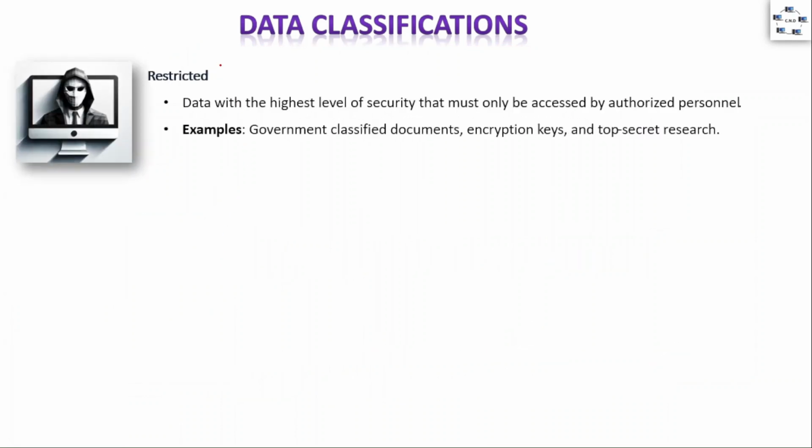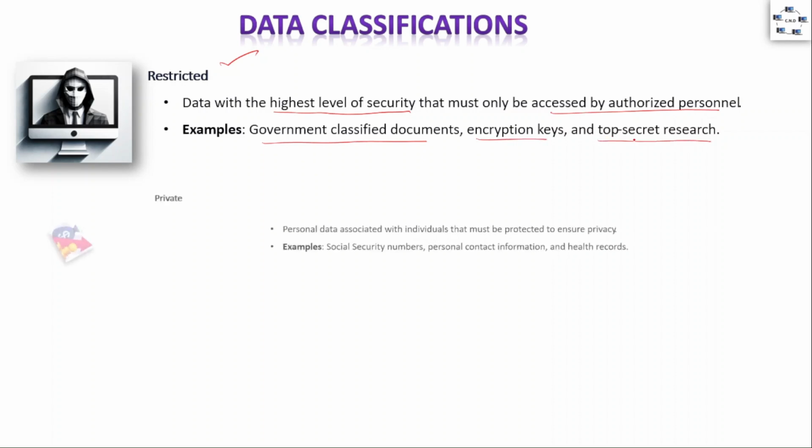Another type is the restricted data type, which is the data with the highest level of security that must only be accessed by the authorized personnel. Examples include government classified documents, encryption keys, and top secret research.